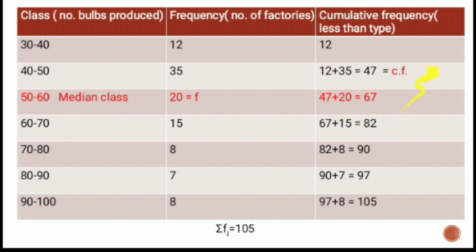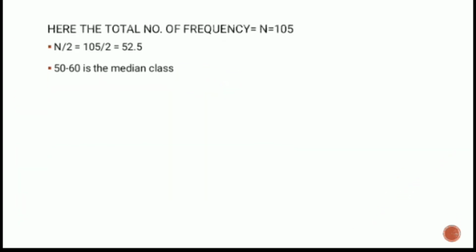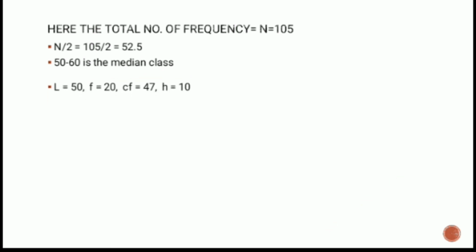So you have to write the previous class as the preceding class, CF, meaning your 47 is your CF, and corresponding to it 12 is your F, your frequency, and that's why your median class will be 50 to 60. That's why this whole term is your median class. So L is 50, F is 20, CF is 47, and H is 10.